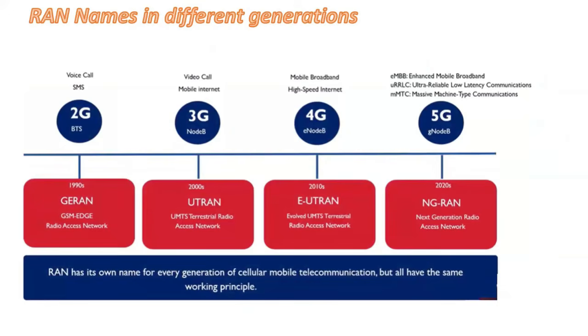You should also know the names of the various RAN generations. In 2G, we call it GERAN. In 3G, we call it UTRAN. In 4G, we call it E-UTRAN. And in 5G, we call it NG-RAN. We covered this in our previous session, so please go through it. I'm not going into detail on these topics, but at least you should know the RAN technology names for 2G, 3G, 4G, and 5G.